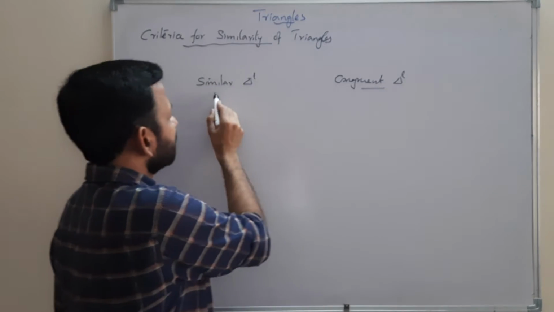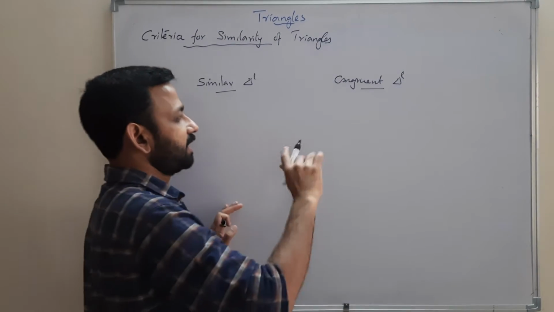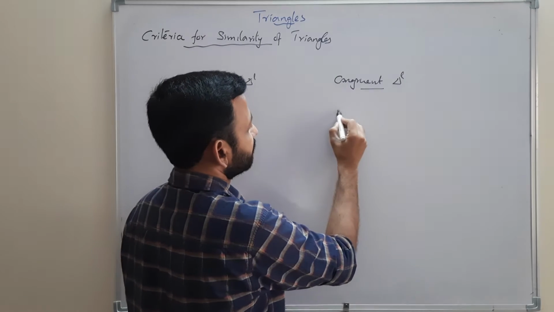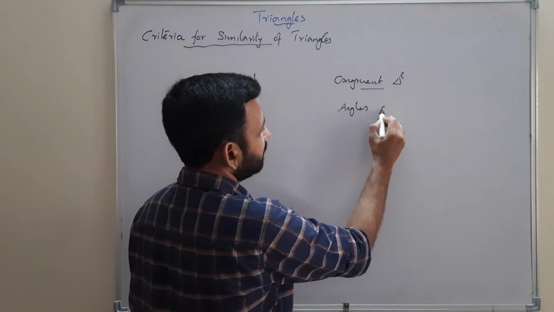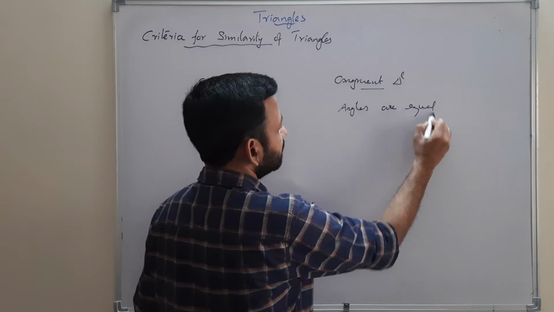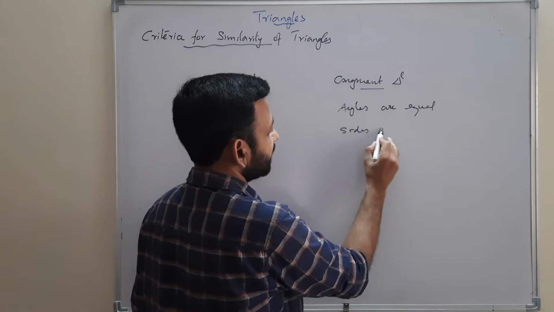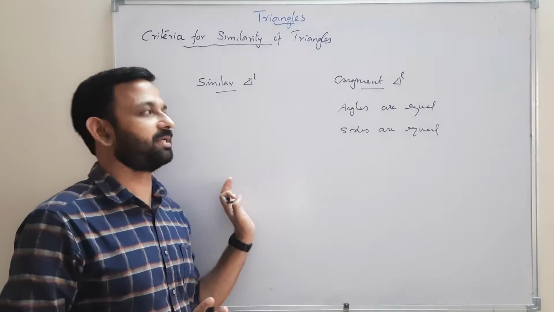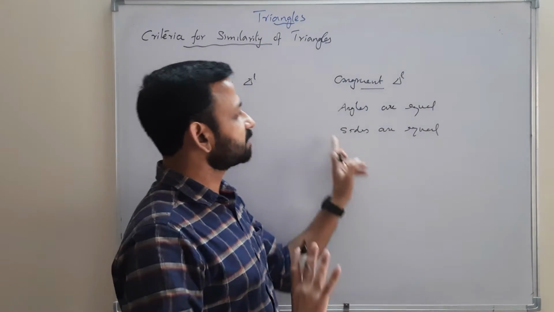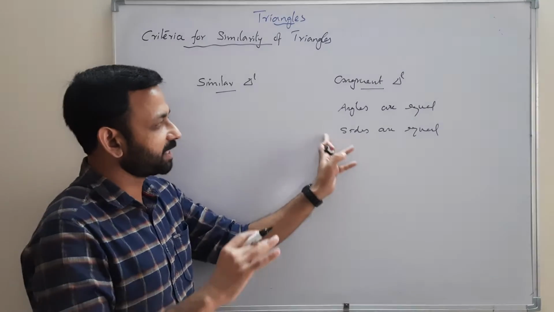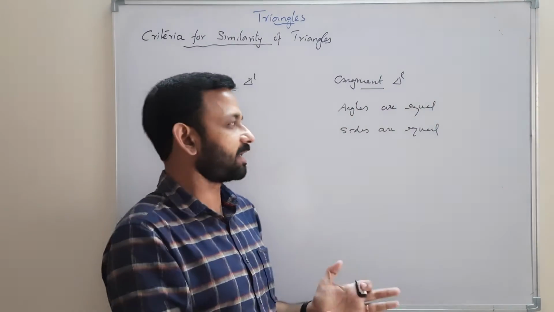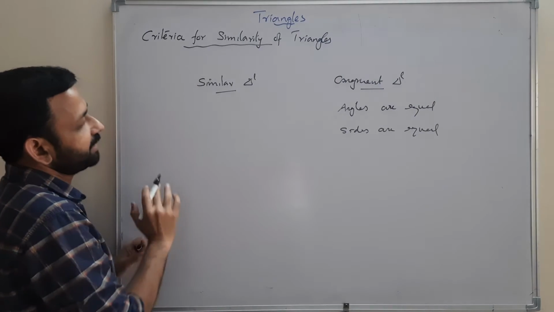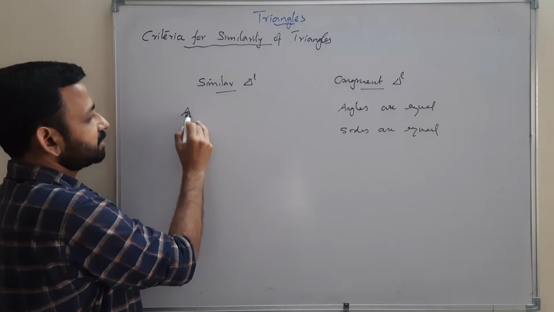If two triangles are congruent, then their corresponding angles are equal and corresponding sides are equal. Then only we can say that two triangles are congruent. That means all the 6 parts of one triangle are respectively equal to 6 parts of another triangle, then the two triangles are congruent. But in the case of similarity, corresponding angles are equal.